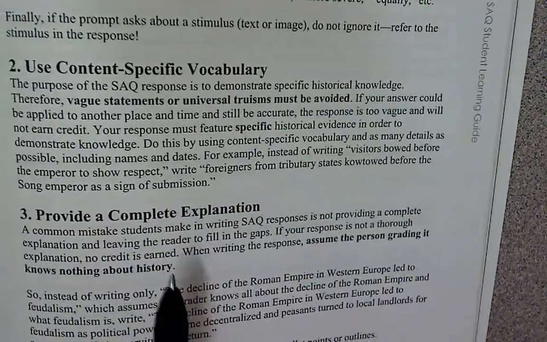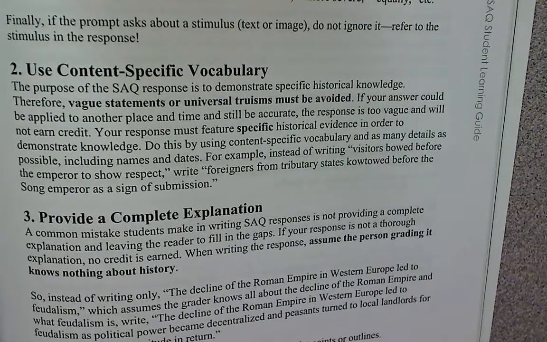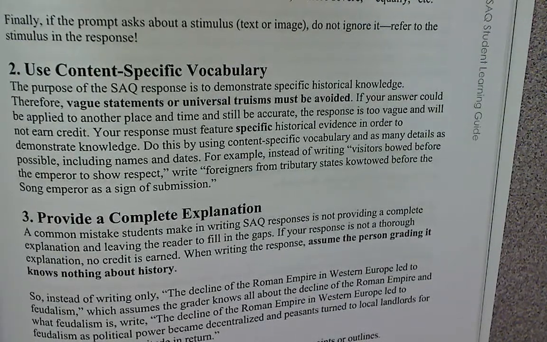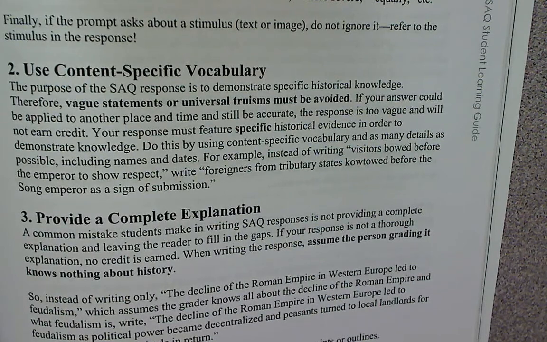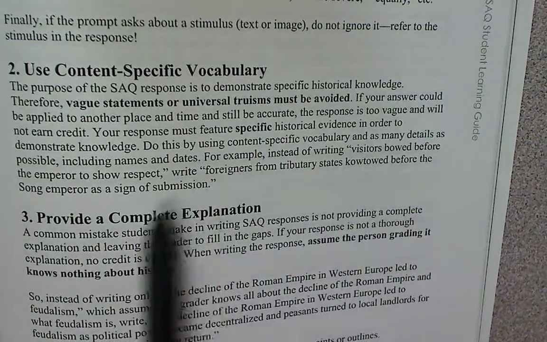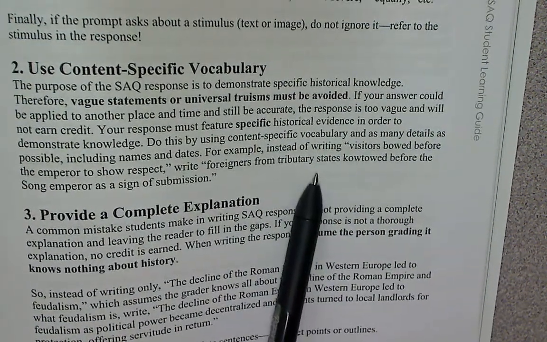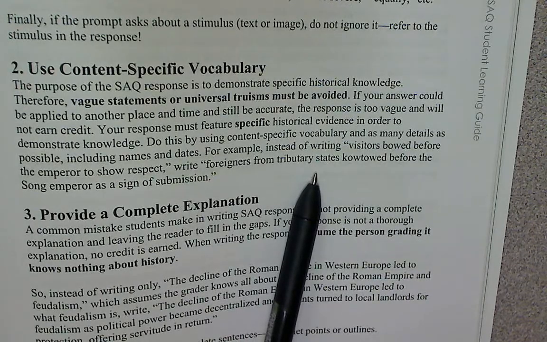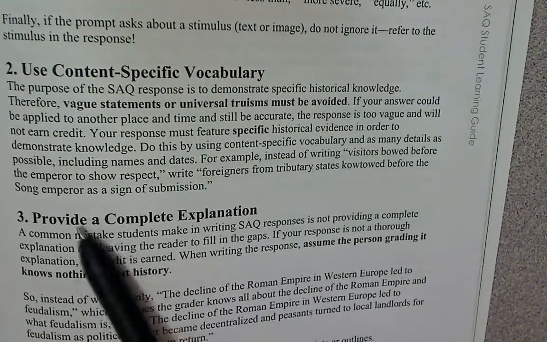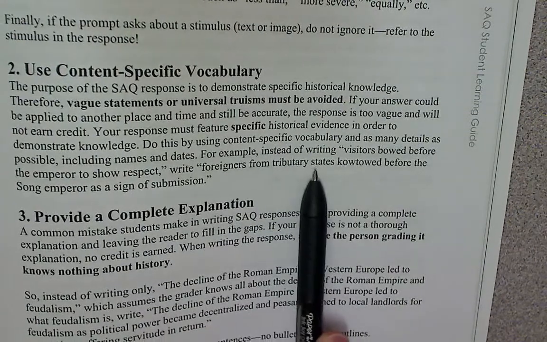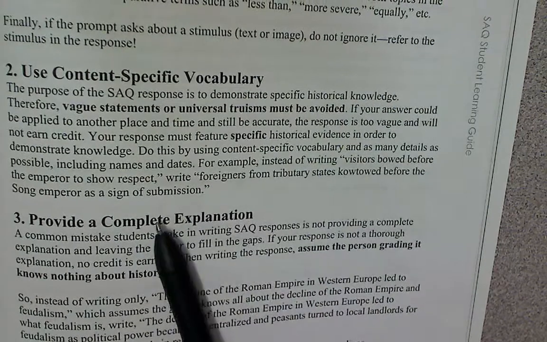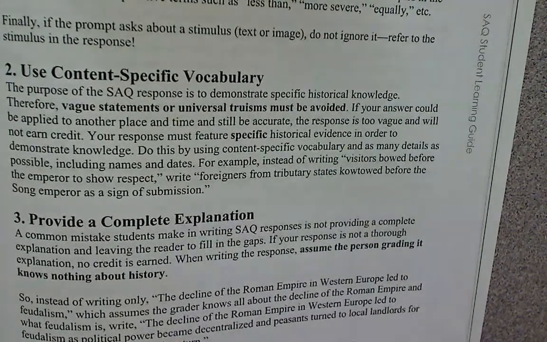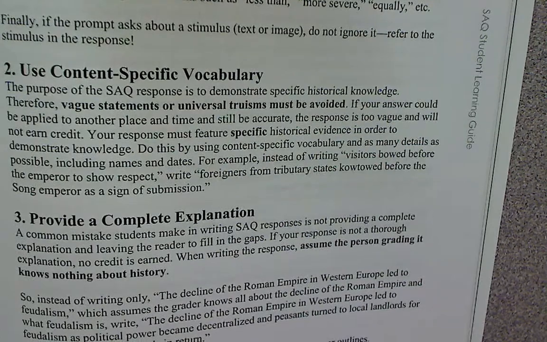Okay. The second thing with SAQs is to use specific vocabulary. This was actually the SAQ that I graded. It showed people bowing before the emperor of China. So instead of saying people bowed before the emperor to show respect, if you knew the word kowtow, which we haven't got to yet, we'll get there, or tributary, that bowing was a sign of submission. So try to be specific with your wording.